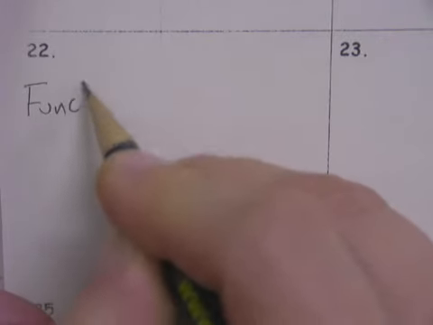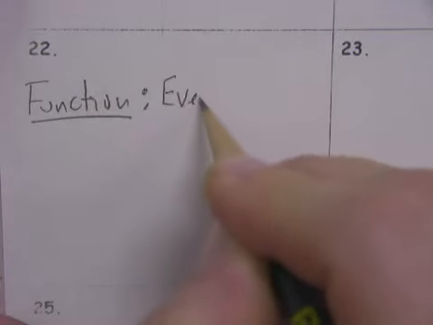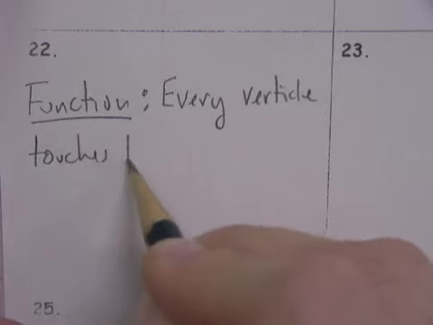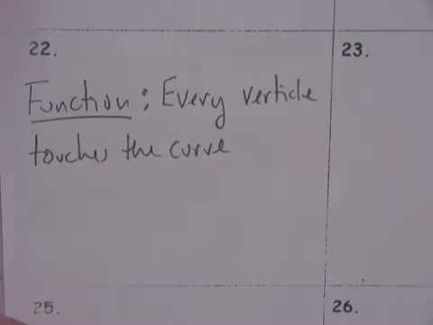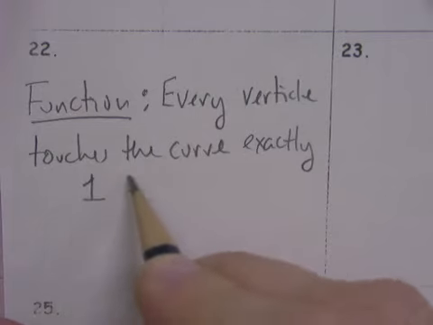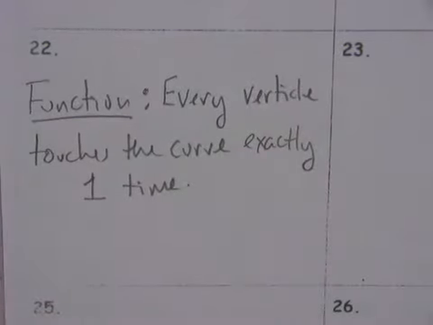So if I go to box number 22, here's box 22. Blow this up a little bit. We would say it's a function. Okay, so we'll say that first. And we say it's a function because every vertical line touches the curve exactly one time. It's as simple as that. As long as every vertical line touches the curve one time, it's a function. Simple as that. All right, why don't you do lesson or question number 23.